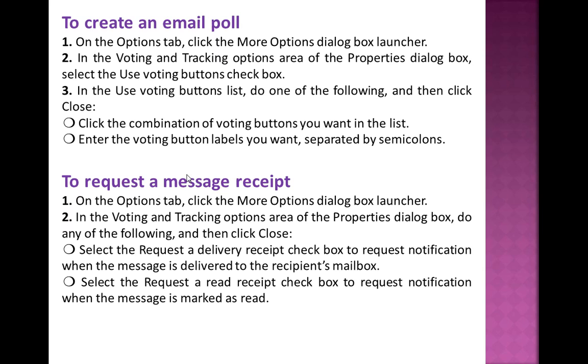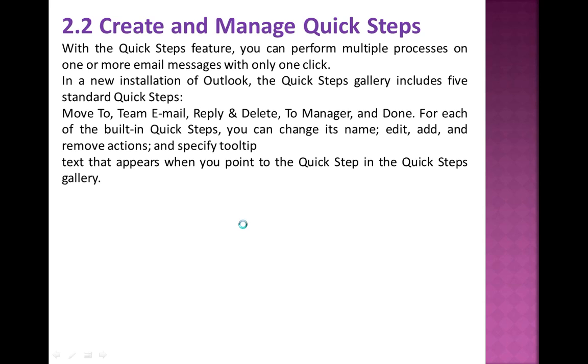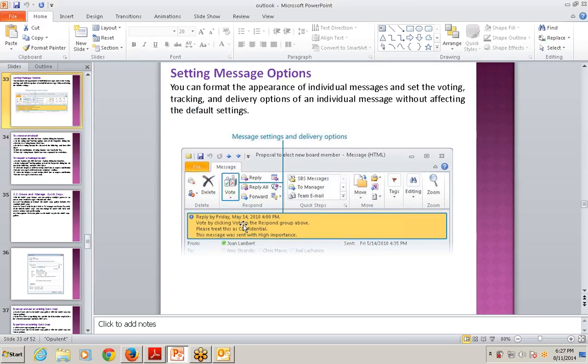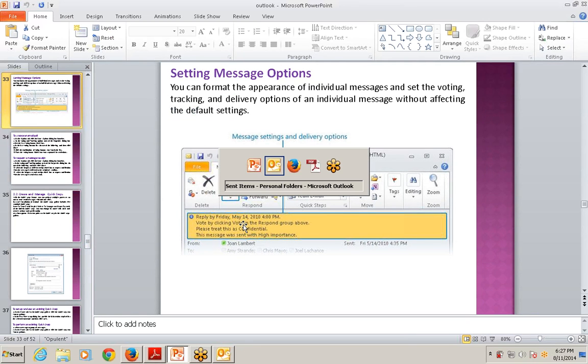This is the box. To create an email poll, click on the options tab, click on the more options dialog box launcher. In the voting and tracking options area, click the use voting buttons checkbox. In the use voting buttons list, do one of the following and then close. To request a message, simply go to the options tab, click on the more options, click on the voting and tracking options area. Now let's see in a practical way how to track the messages.